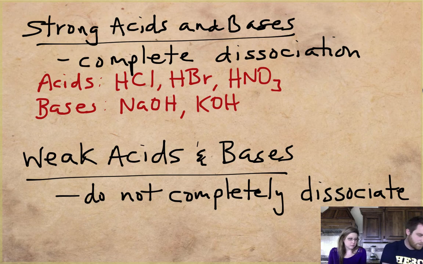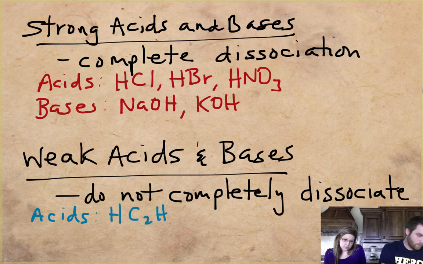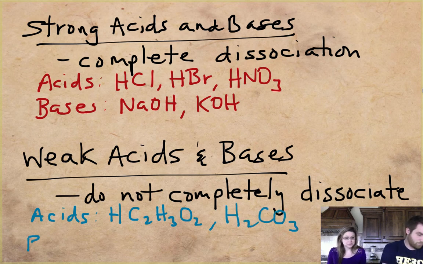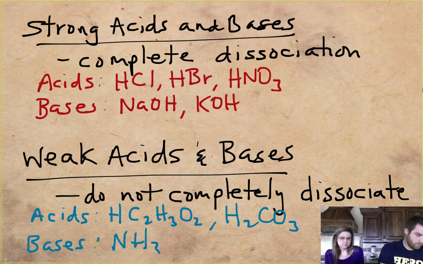Let me change my color. Let's make it fun. So what about acids that are weak? We have things like acetic acid, which is vinegar. Carbonic acid, which is actually in soda, because the carbon dioxide in water makes carbonic acid. And what about some bases? Bases, things like ammonia. You're really testing my formula writing. And what about baking soda? Baking soda, sodium bicarbonate.